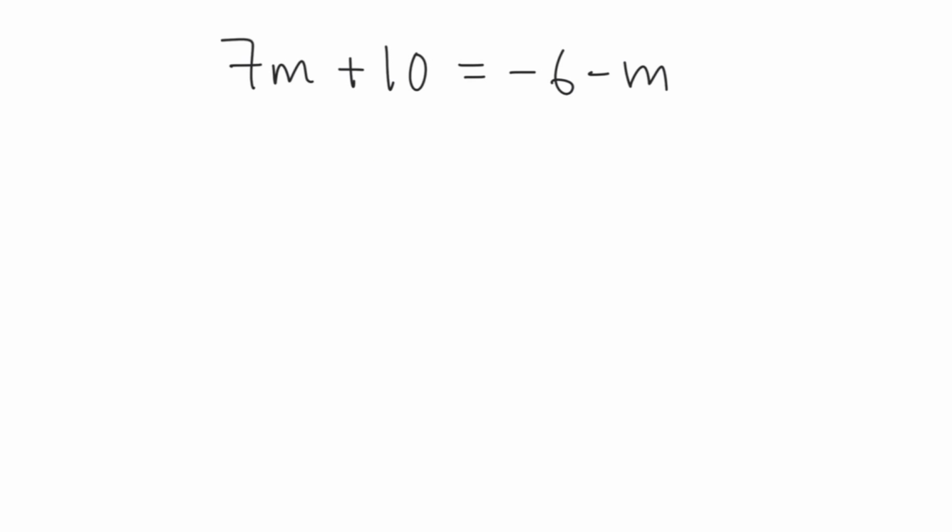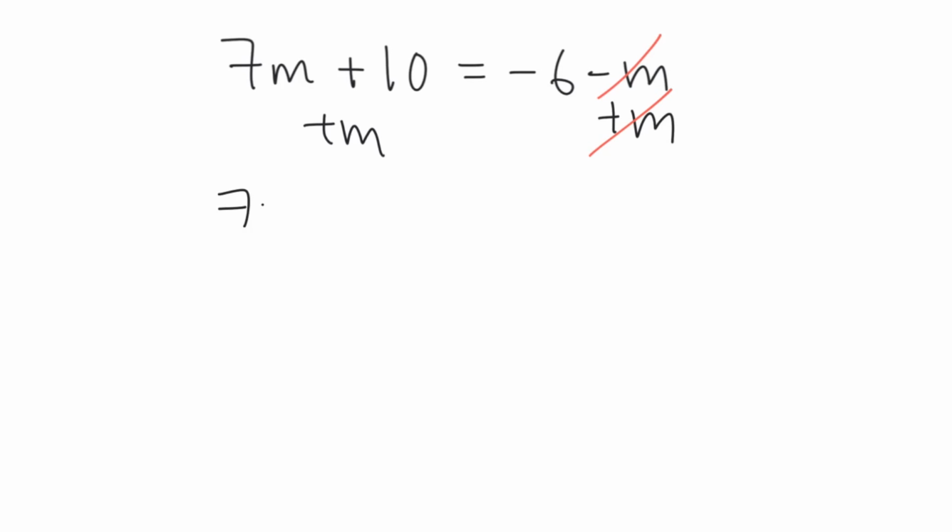In order to get rid of the negative m on the right side of the equation, you need to do the opposite operation of subtracting, which means you need to add an m. Whatever you do to one side of the equation must also be done to the other side, so you must add m to both sides of the equation. On the right side, m subtract m is equal to 0, so we have eliminated m from the right side.